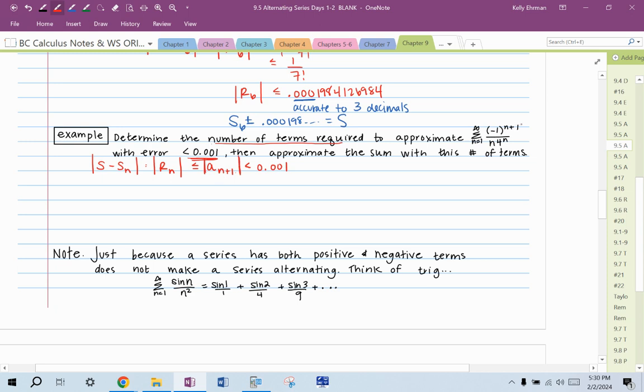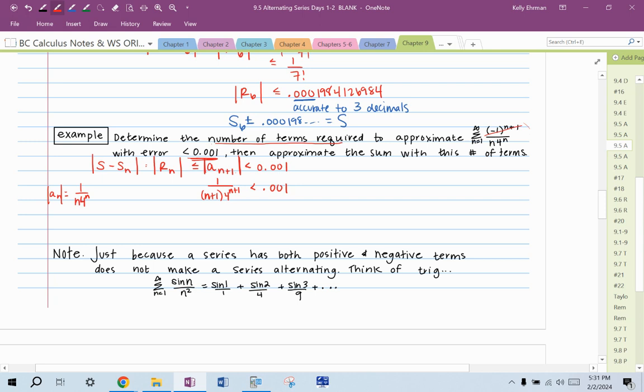So if we're looking at this sequence, we're ignoring the alternating part, and we're just saying, okay, the absolute value of a sub n is 1 over n times 4 to the n. What would a sub n plus 1 be? Well, plug in n plus 1. You would get 1 over n plus 1 times 4 to the n plus 1.